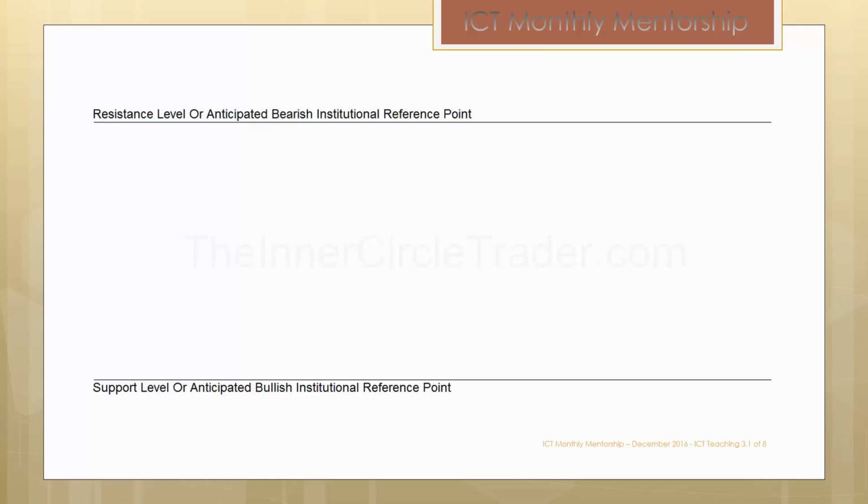When we look at the marketplace and we frame price action in the form of resistance levels and support levels, or anticipated bearish institutional reference points and anticipated bullish institutional reference points, we have to have a context in the marketplace behind our viewpoints. Are we looking at a market that has a bullish scenario, or a bearish scenario? In this example, we're going to look at a bearish example.